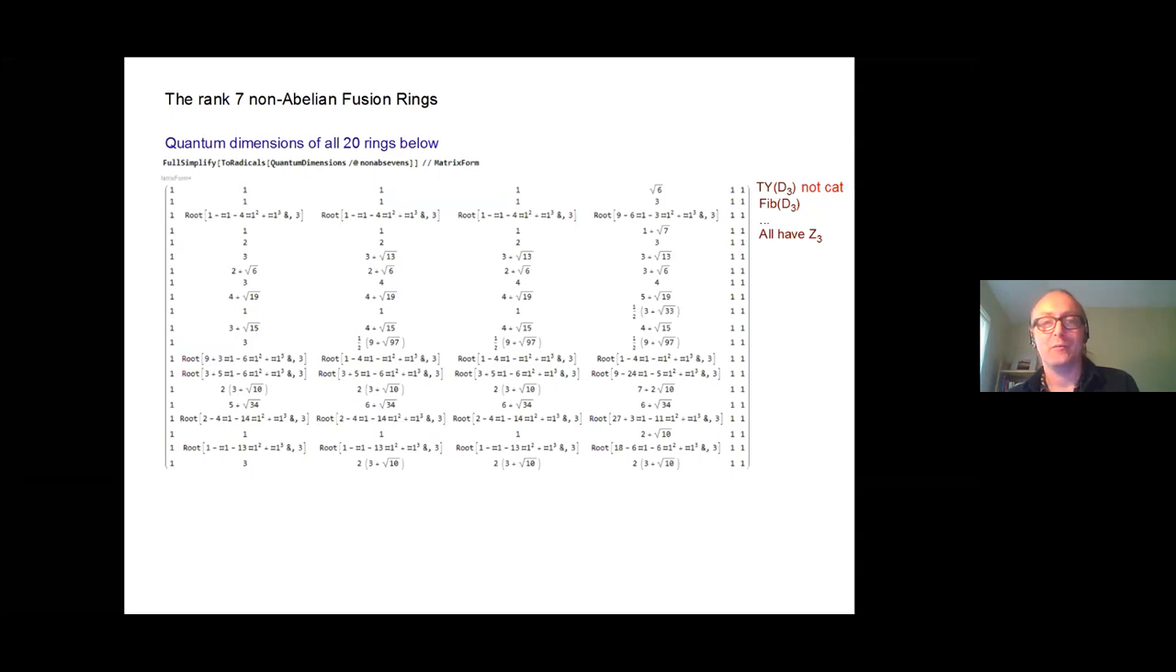You can see there are some interesting numbers here. A lot of them have six ones here. That means they're basically Tambara-Yamagami-like theories, or rather Tambara-Yamagami-like fusion rings from D3. And we know that none of those are actually categories, or at least not Tambara-Yamagami itself. But there are some interesting other ones.